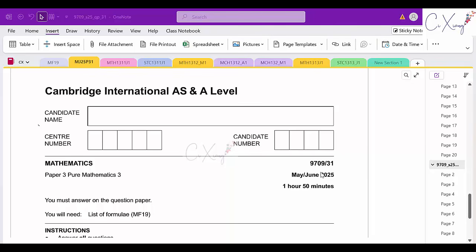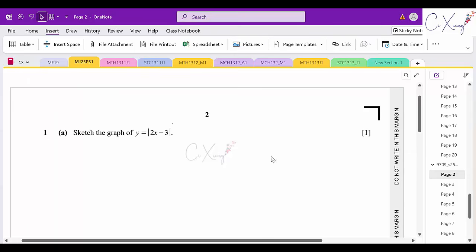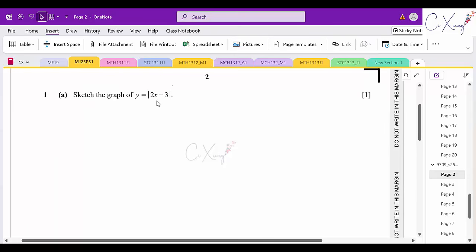Alright, so in this video, we will be discussing May-June 2025, paper 3-1 for Pure Mathematics 3. So let's have a look at the first question. They want us to sketch the graph of y equals modulus of 2x minus 3.